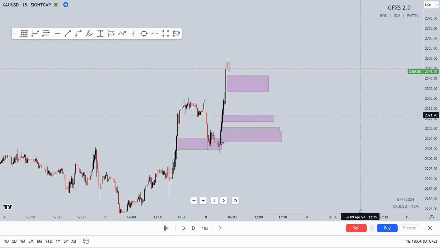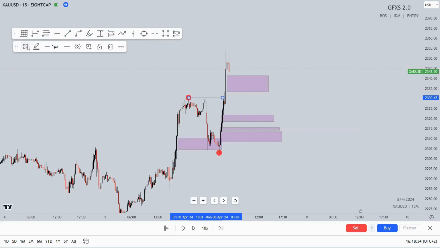So for the fair value gaps, you need 3 candles to find a fair value gap. When the high of the first candle does not meet the low of the third candle, that's your fair value gap. So if that did not make sense, you can simply watch the video again. Okay, so it's gonna be vice versa when you are trading to the downside.